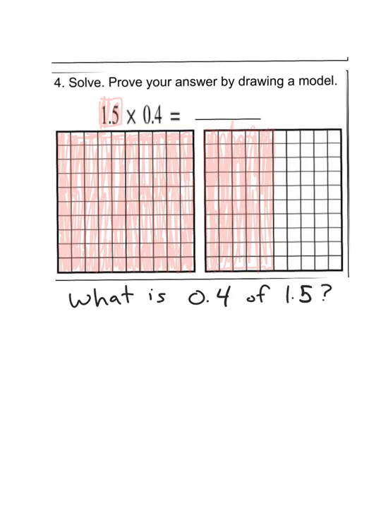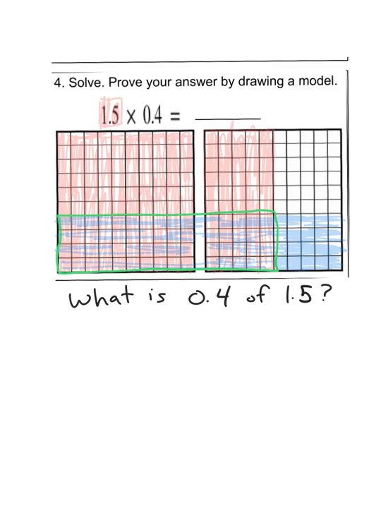So now what I'm going to do is I'm going to shade 4/10 going vertically or side to side, and I have to go all the way across both area models. So that's 1/10, 2/10, 3/10, and 4/10. Okay, and then the overlapping part, which is here, is your product.